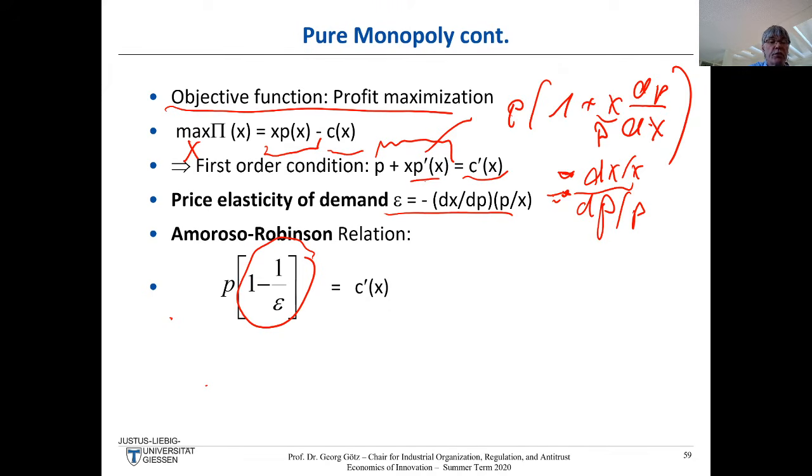So put the 1/2 on the other side. You see that the price is 2 times marginal cost. So if you have a marginal cost of 100, the price would be 200. Of course, epsilon greater than 1 must hold. Otherwise, you run into trouble because you would get negative prices. Of course, that doesn't make sense.